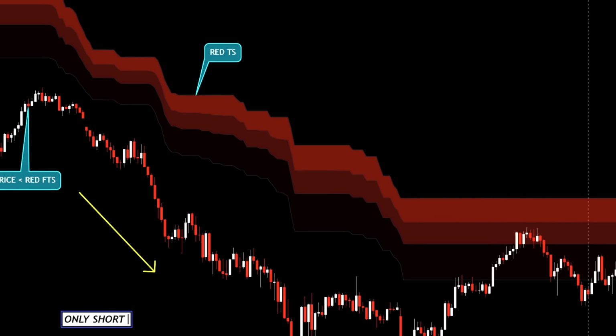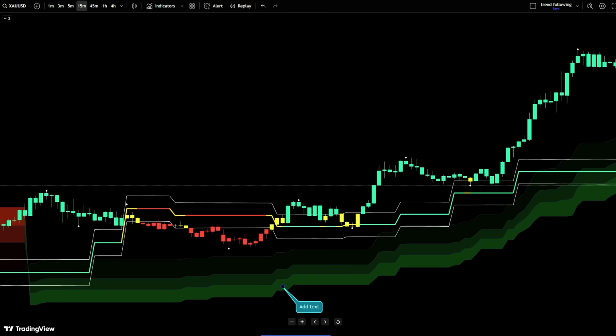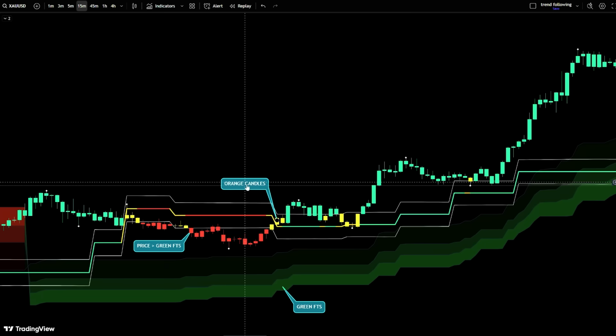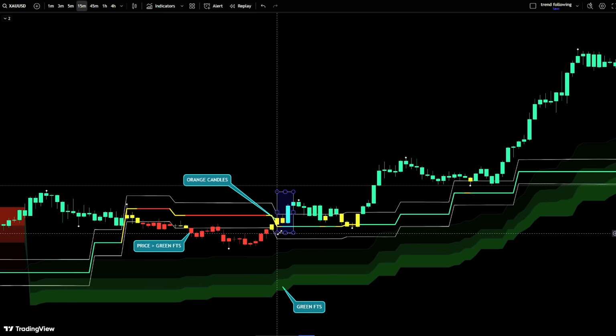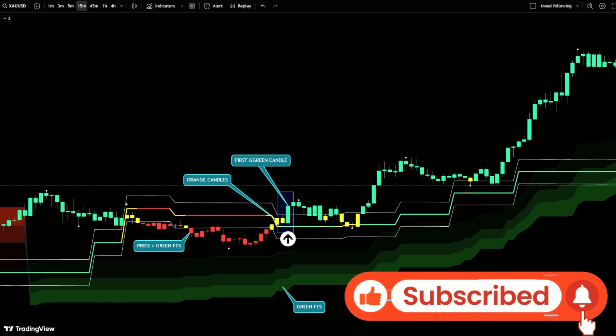So how does this look as a thought process? Let's walk through it. If I'm looking for a potential long trade, the very first thing I check is the FTS filter. It has to be green with the price above it. If it is, then I glance at the step channel and I'm just patiently waiting for some of those orange sideways candles to show up. Once I see that, I'm waiting for the first green candle to close above that orange range. For me, that's a potential entry signal.